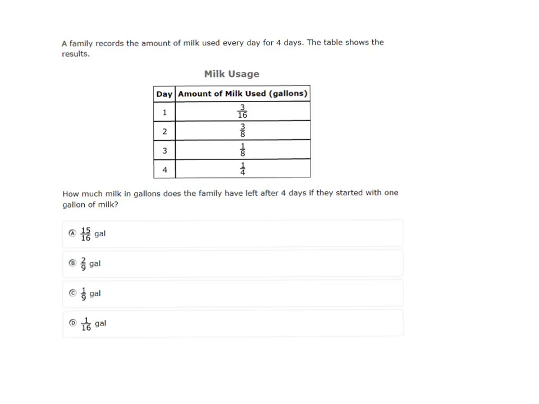A family records the amount of milk used every day for 4 days. The table shows the results. How much milk in gallons does the family have left after 4 days if they started with 1 gallon of milk? All right, let's use our RAISE strategy here.